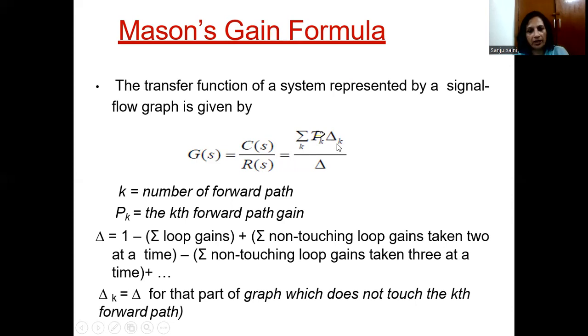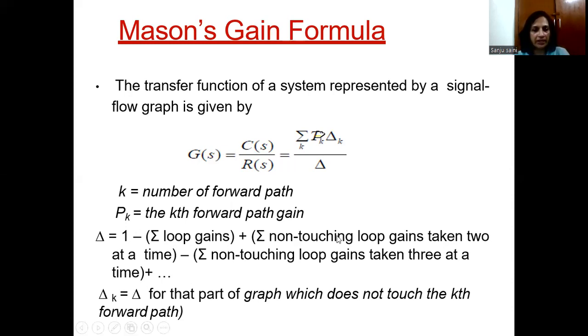Now, how to get the value of delta or delta k? That is another question. So delta is equal to 1 minus sum of loop gains, taking each loop one time. So first, we have to identify all the loops within a signal flow graph, and then we'll take up the sum of the loop gains of all individual loops, and we'll just put it over here.